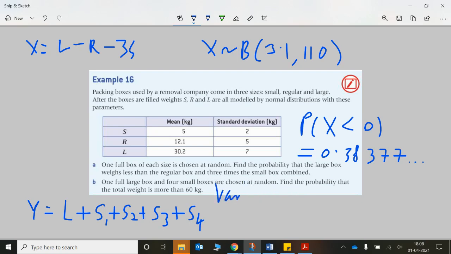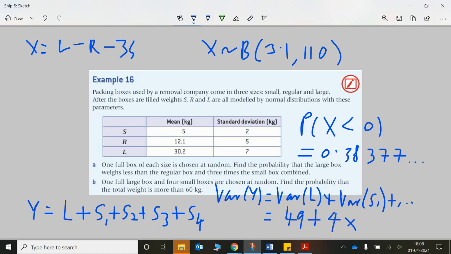So the variance of y is going to be equal to the variance of L plus the variance of s1 plus, and so on up to s4. Now, again, the best that you can do in this case is still 4. So the variance of L here is going to be 49, and then we're going to get 4 lots of the best case scenario. The variance for each of these, because we're taking from the same distribution, is 4. We're getting 4 times 4 there.